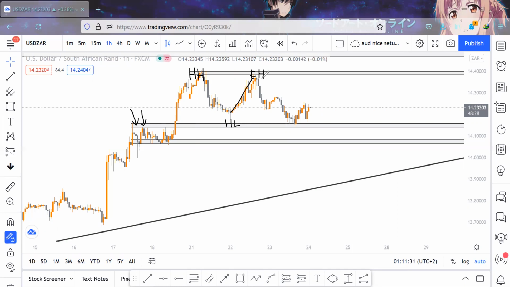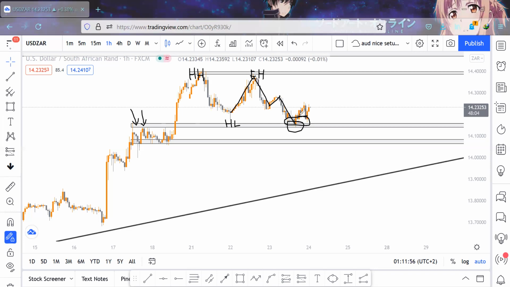So it means that it failed to break that level. Now it has pushed to the downside to this level here. Now, when we're looking at the structure, we can see that the market is actually consolidating to the downside here, right? Consolidating to the downside, we can see rejections in this area here.